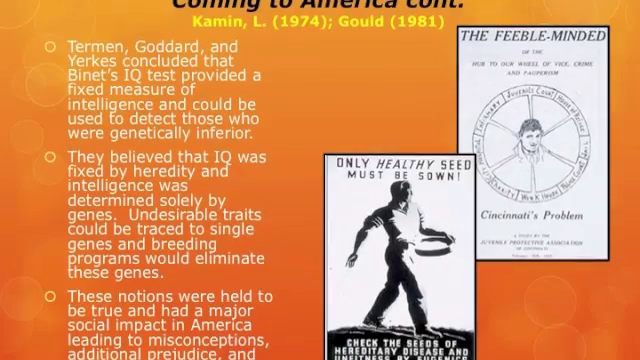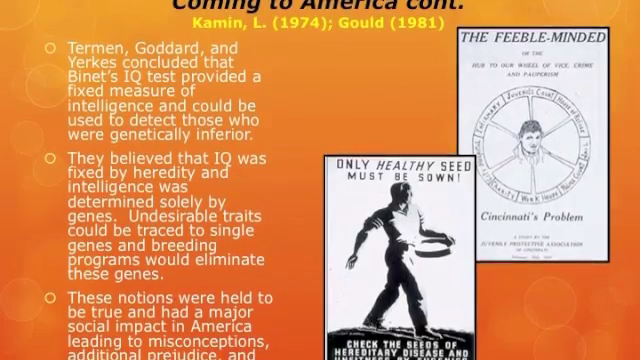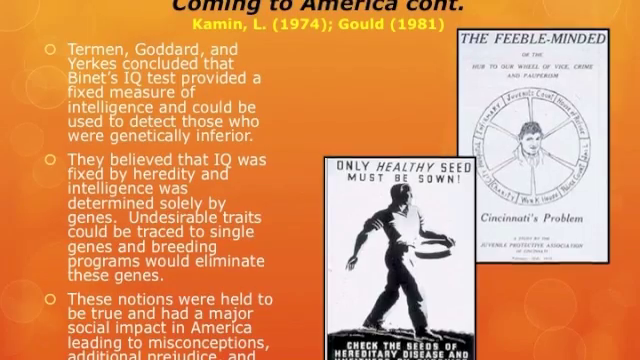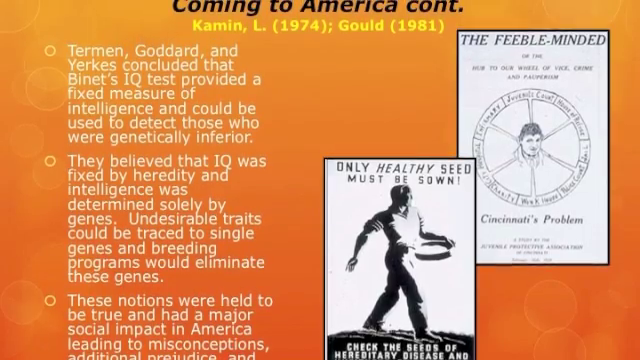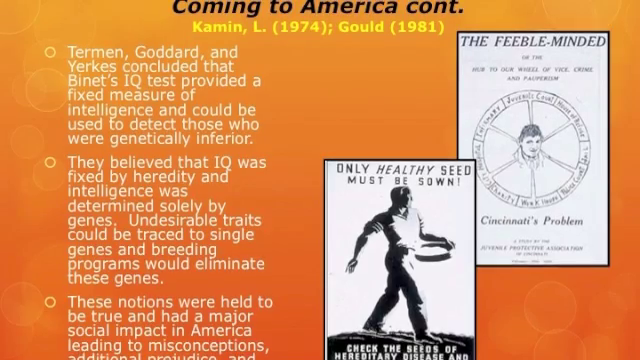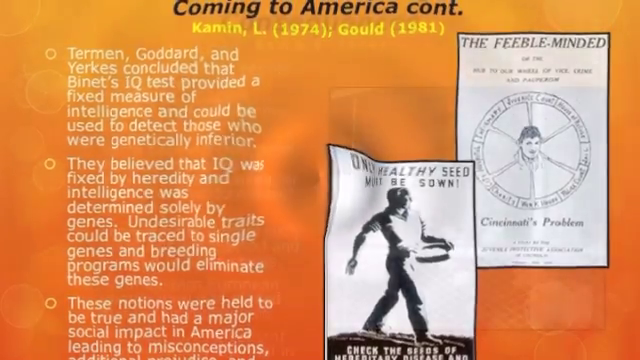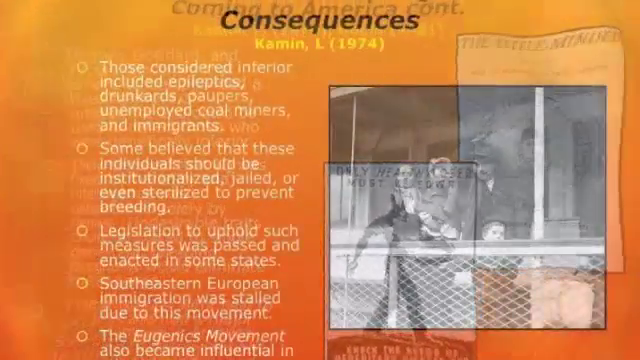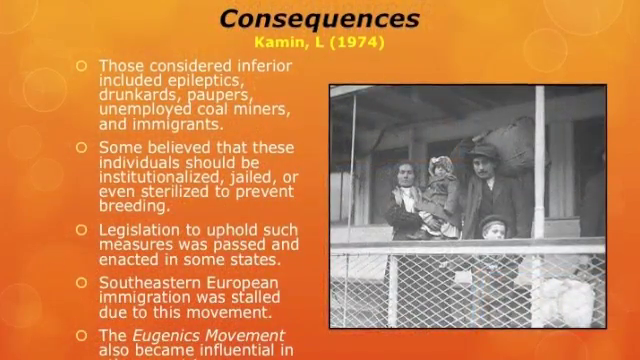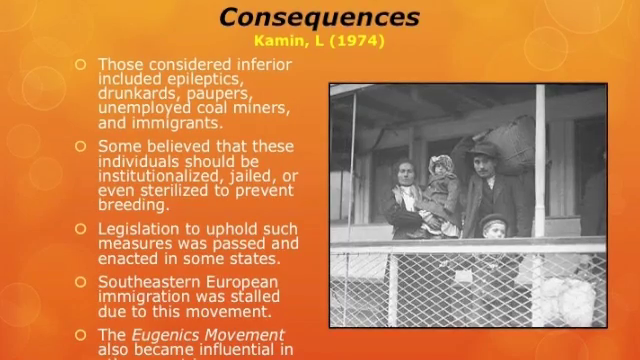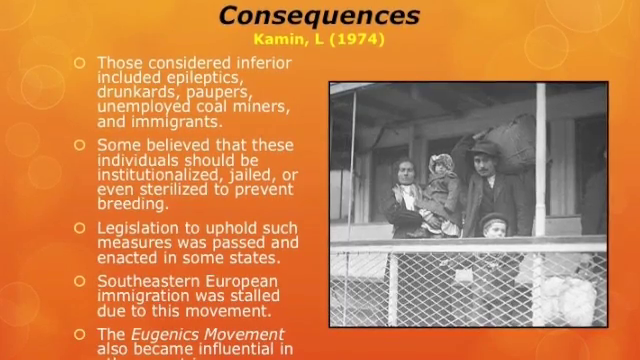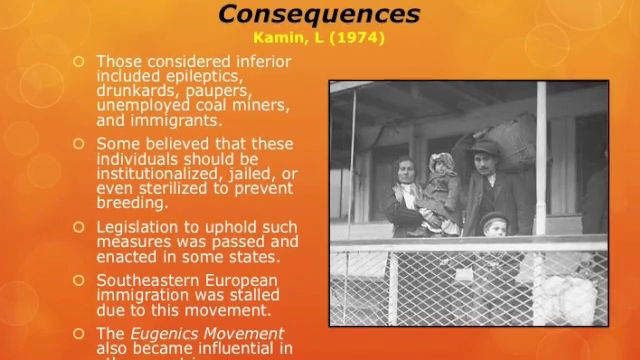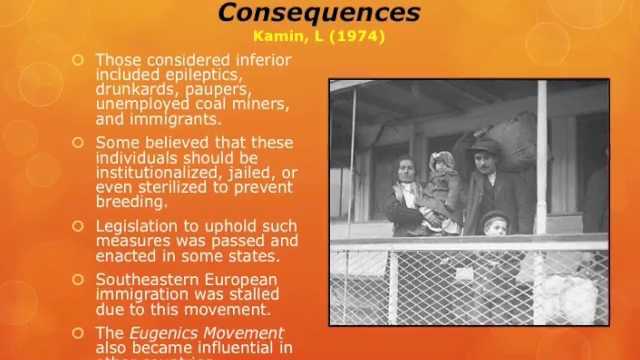All three concluded that Binet's IQ test provided a fixed measure of intelligence and could be used to detect those who were genetically inferior. They believed that IQ was fixed by heredity, with environmental factors playing little importance. Many individuals were soon lumped into the feeble-minded and degenerate category. Poor people of all races, epileptics, drunkards, and even unemployed coal miners were among those profiled.